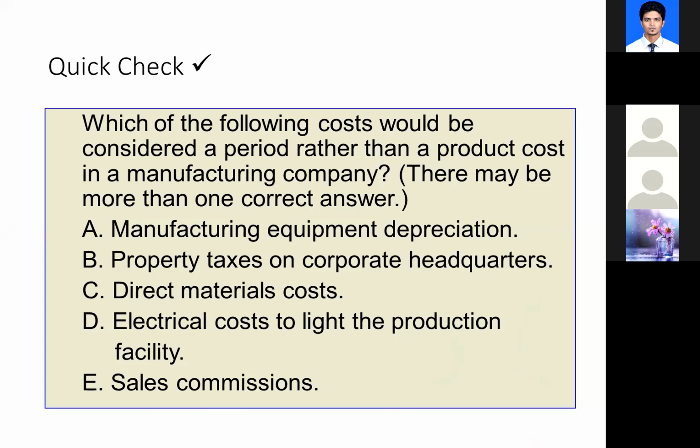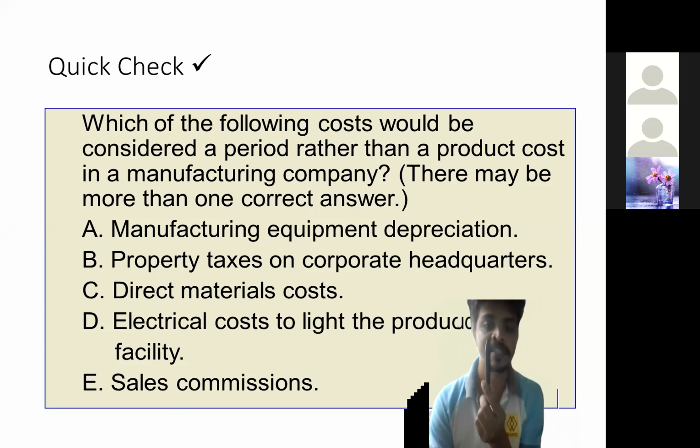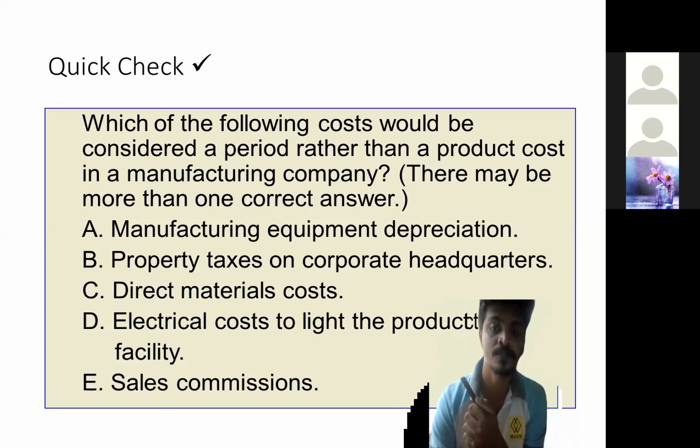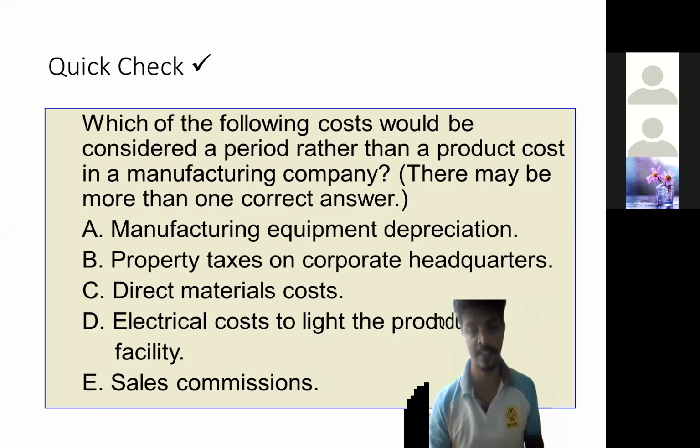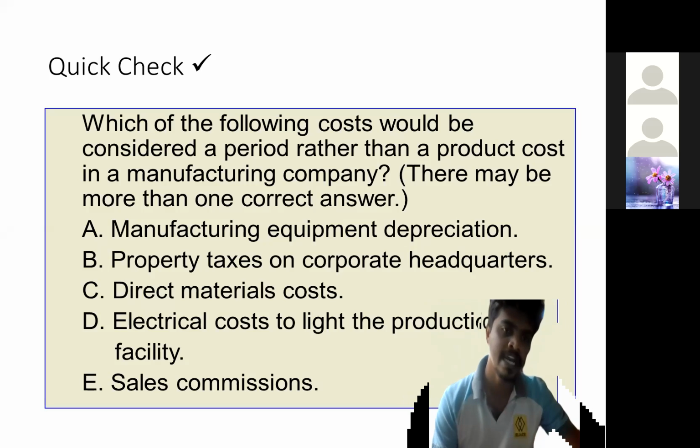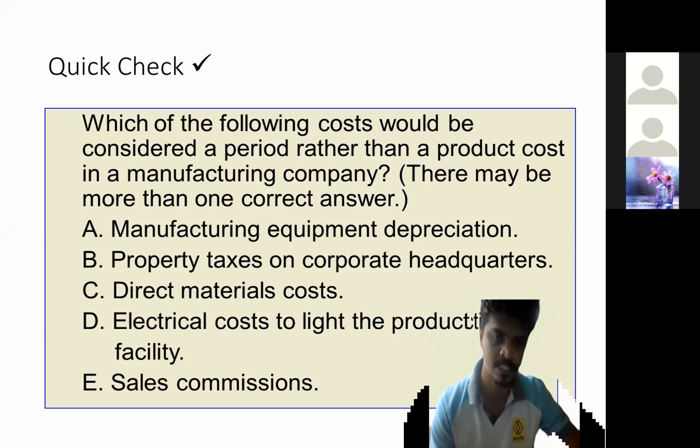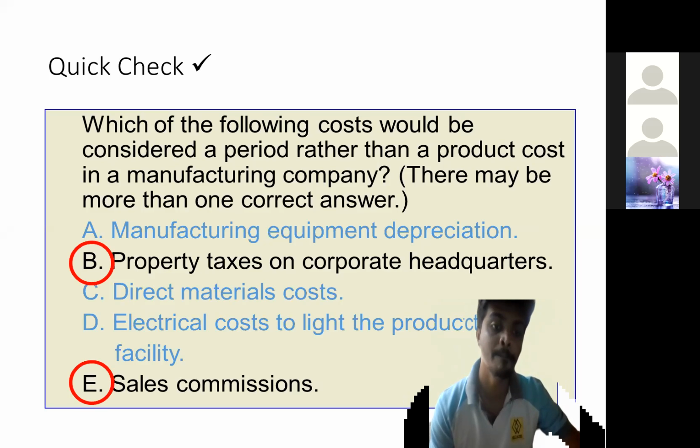When we are producing this pen, if we did not incur the cost for electricity, we cannot produce it. So that should be understood as a production cost. That one also comes under the manufacturing account, so we do not count it as a period cost. Those are manufacturing costs. Then sales commission, that is not related to the production. That comes under selling and distribution expenses, and B comes under administration expenses. So the answer should be B and E.